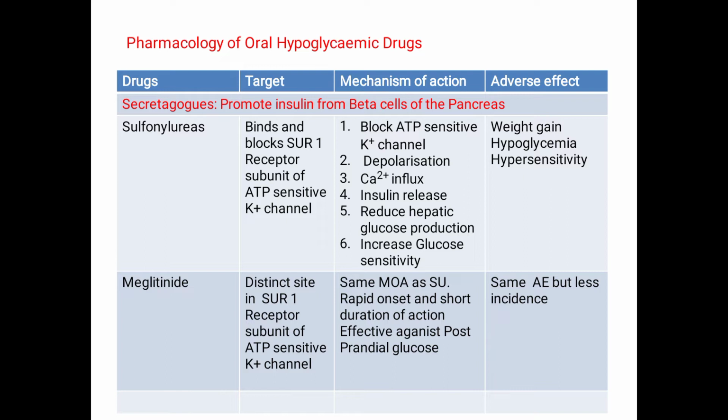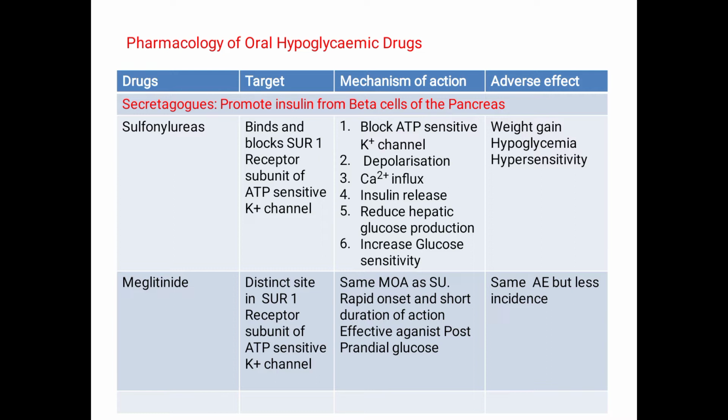So sulfonylurea will bind to this SUR1 receptor, and then it will inhibit this channel, because of which there is depolarization. And because of which the calcium channel opens, the calcium will undergo influx, and then the insulin will be released. Apart from that, it is also helpful in reducing hepatic glucose production and also increasing glucose sensitivity. So this is the mechanism of action of sulfonylureas. If you see the adverse effects of sulfonylurea, it is going to cause weight gain. Okay, weight gain is an important adverse effect of sulfonylurea. And the second one is hypoglycemia.